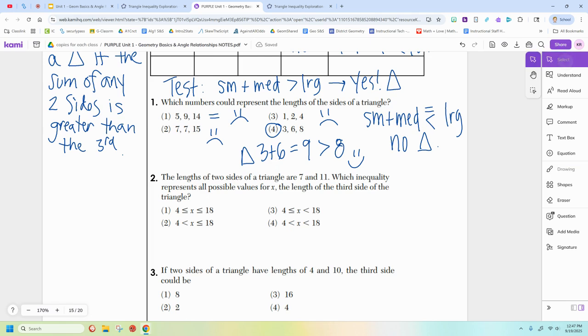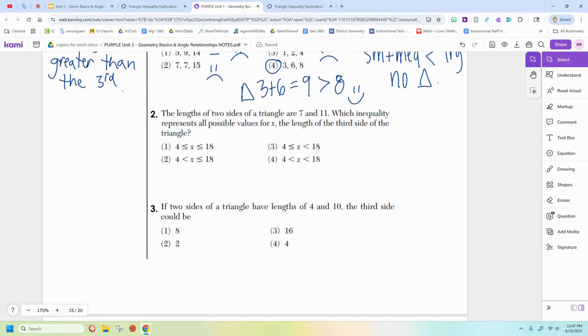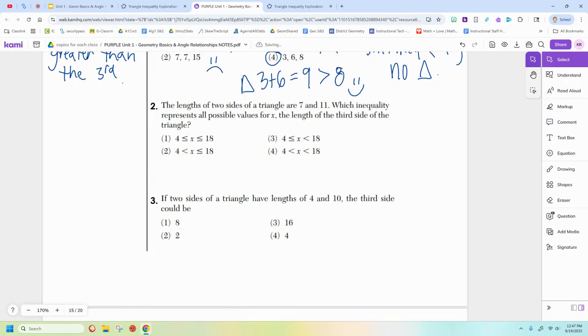Now, these ones are a little bit different, but not bad. It says the length of two sides of a triangle are 7 and 11. Which inequality represents all possible values for the length of the third side of the triangle? So first of all, just take a moment and look at the 4 choices. Are they the same numbers or different numbers? The same. All the same. So what's different from choice to choice?